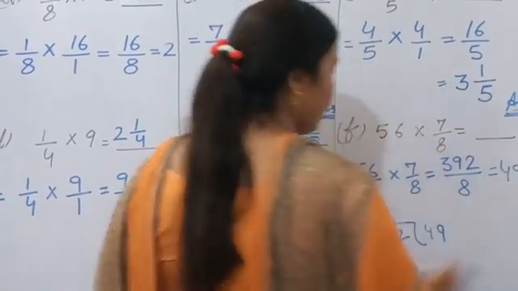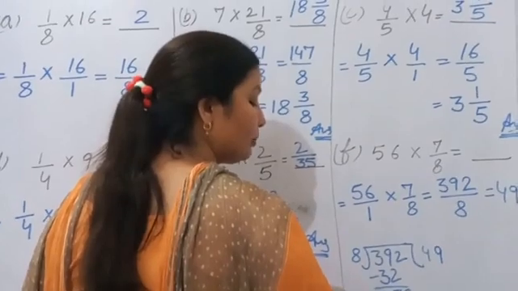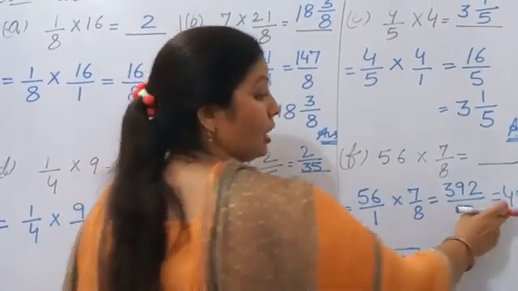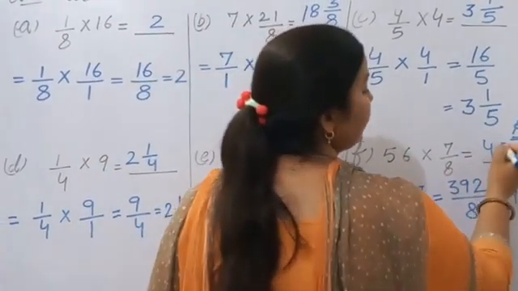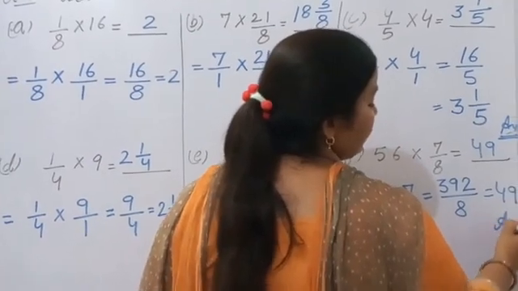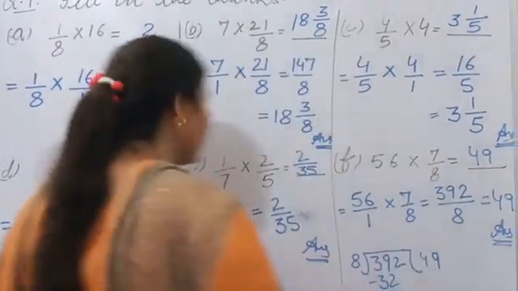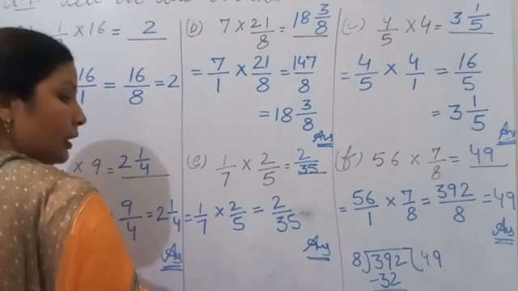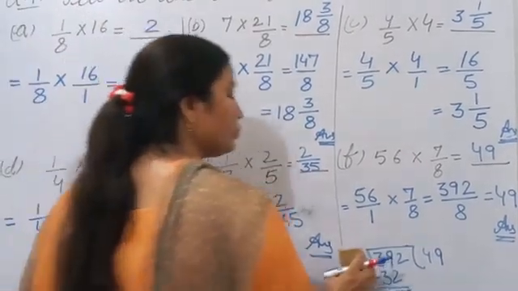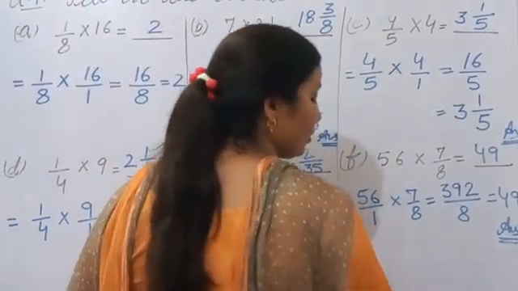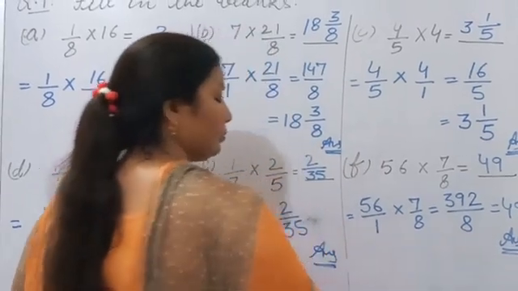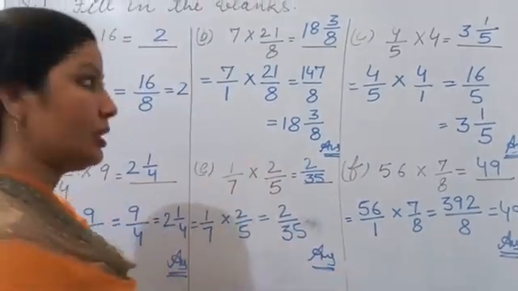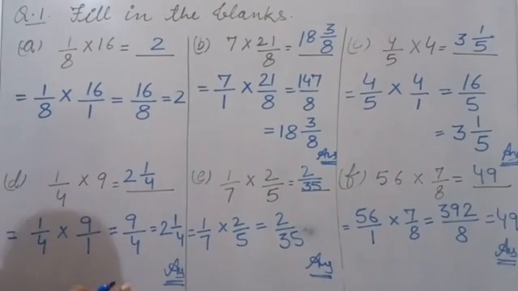Okay, because remainder is 0. When your remainder is 0, that means whatever your quotient is, that's your answer. So here it is 49. That's your answer. If you want to show division, you can show. Otherwise, no need to show this division. You should only show your solution. Division you can do in your rough notebook, and then you can write your answer. So like this, you will do question 1.